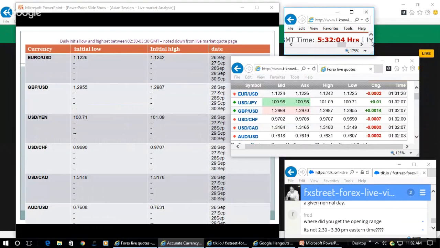You note down from the live market quote page the initial lows and the highs. At times they also give the previous day or the day before, things like that, the quotes. You have to always compare it with your trading platform in order to avoid being misguided.